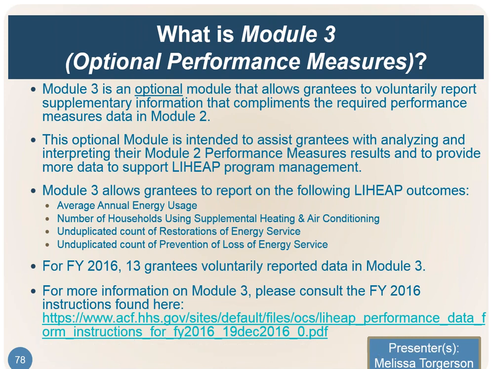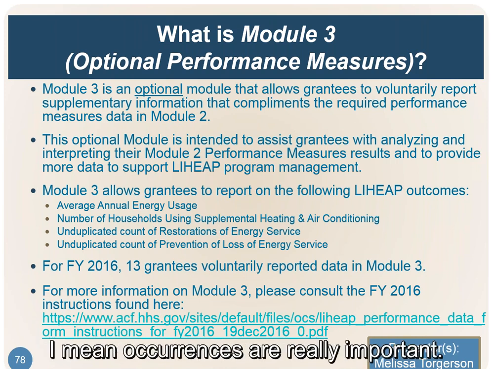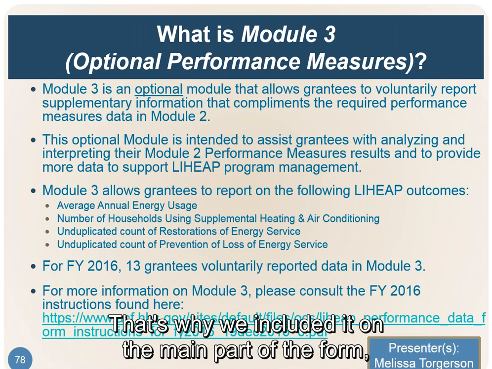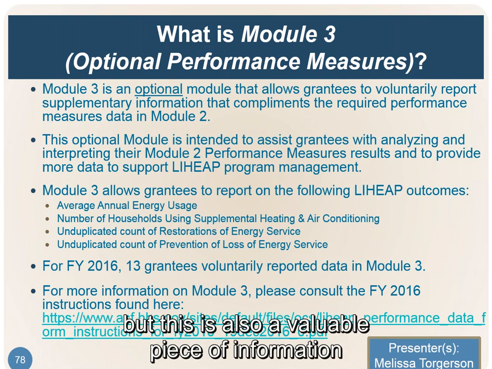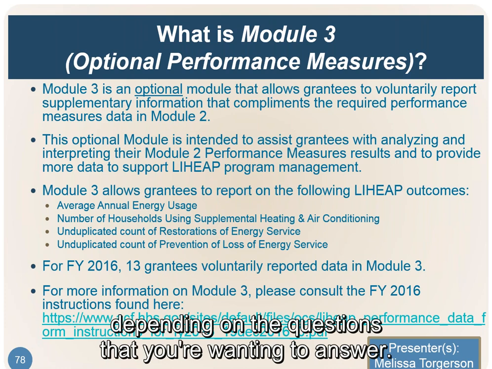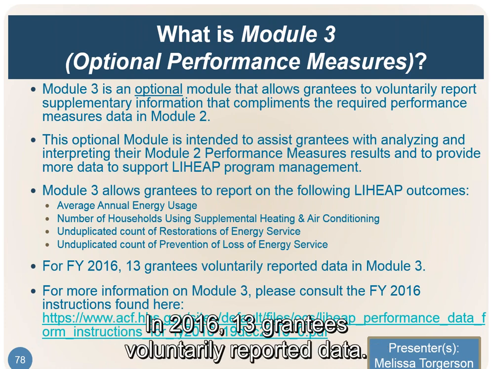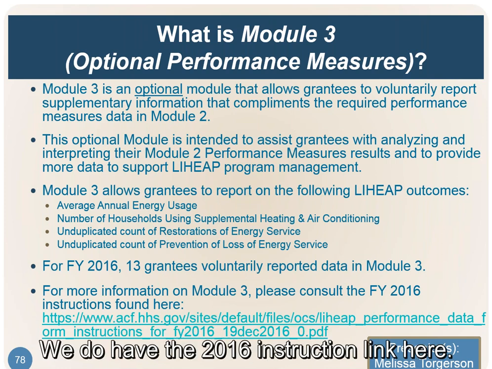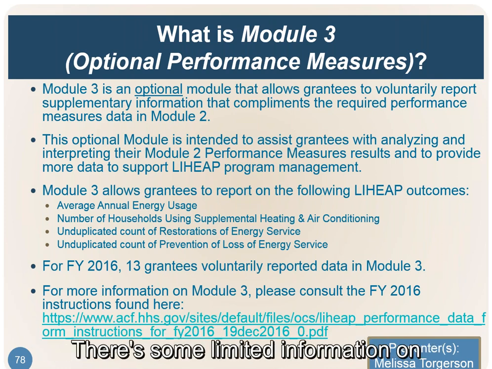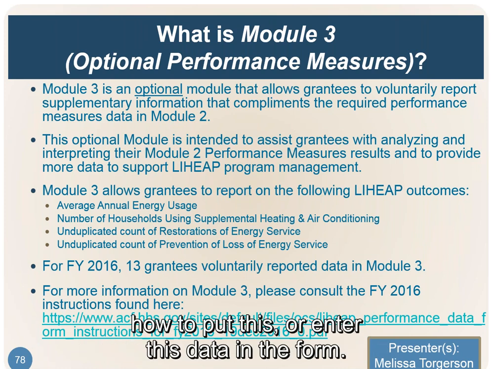And so when I say accurate, I mean occurrences are really important. That's why we included it on the main part of the form. But this is also a valuable piece of information depending on the questions that you're wanting to answer. In 2016, 13 grantees voluntarily reported data. We do have the 2016 instruction link here. There's some limited information on how to enter this data in the form.